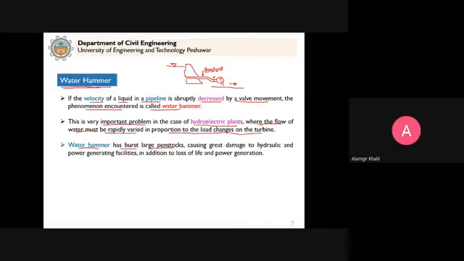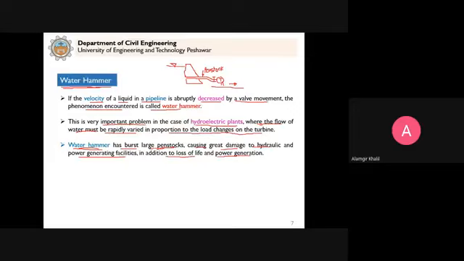So water hammer has burst large penstocks, causing great damage to hydraulic and power generating facilities in addition to loss of life and power generation. That's why we have to reduce the damaging effect of water hammer, because it has burst large penstocks. Later on we will study how to avoid or reduce this. Clear? How to avoid it. If we cannot avoid it, how to keep the increase in pressure within limits so as to avoid the damage.